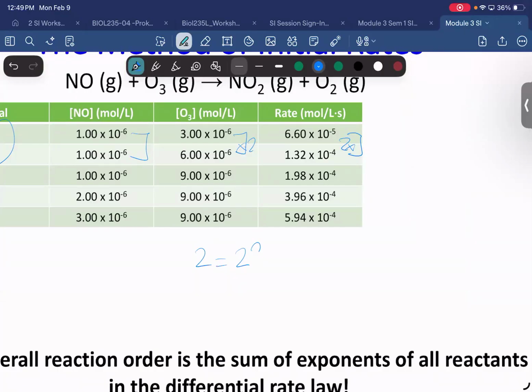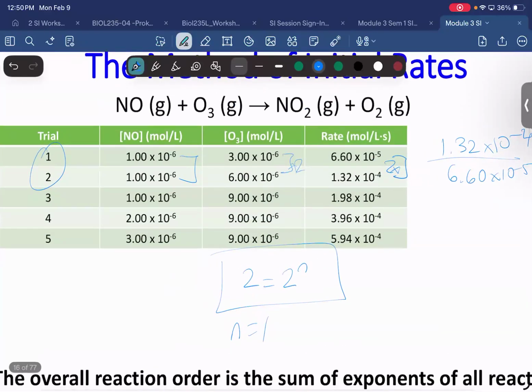It's the same thing as what we did in class where we divided all these things out and put it in the calculator and did all this nonsense. It's so much work. But if you just recognize that this is doubling, you can make a simple expression like that and figure out the rate order, in this case n equals 1. So the rate order for ozone is 1.